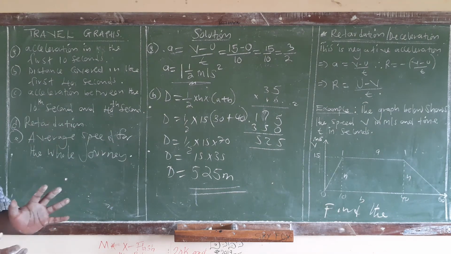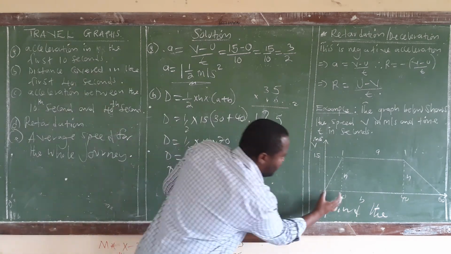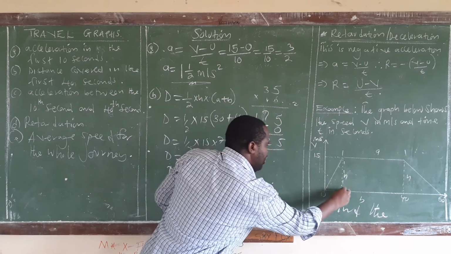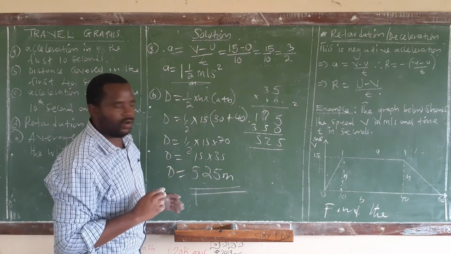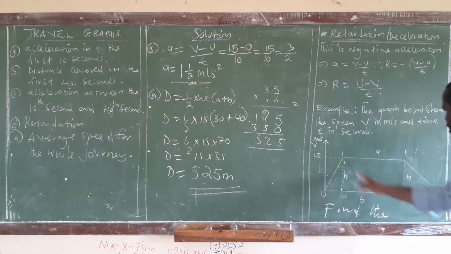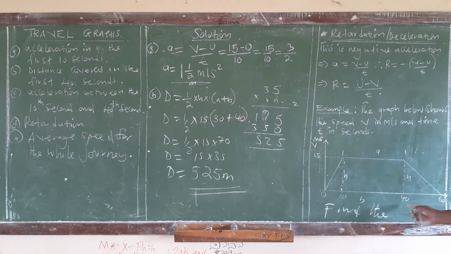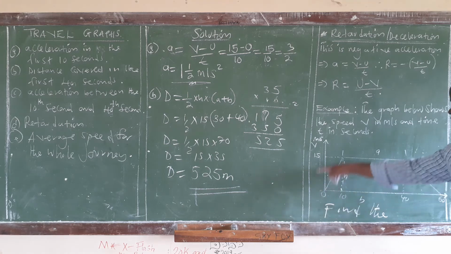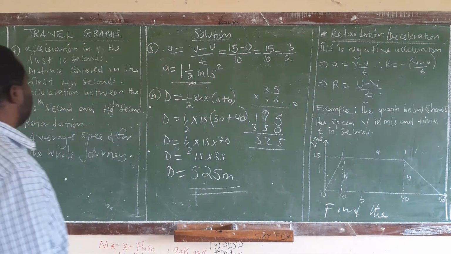So I said to get the distance, identify the area under the curve. If it was the first 10 seconds, you would have said, what is this shape? The shape is a triangle. Hence you apply the formula for the area of a triangle. Between 10 and 40 seconds, you identify the area and say, the shape is a rectangle. Apply the formula for the area of a rectangle. If you're looking at the last 20 seconds, triangle, apply the area of a triangle. The total distance, you apply trapezium. I hope that is clear.